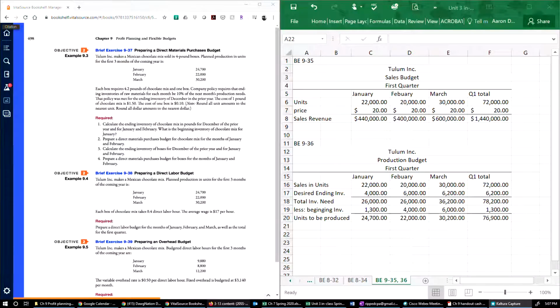Okay, so we're back. Now we're going to look at brief exercise 9-37. Here, the focus is the direct materials purchases budget. So there's a little more work that goes into purchase of direct materials.